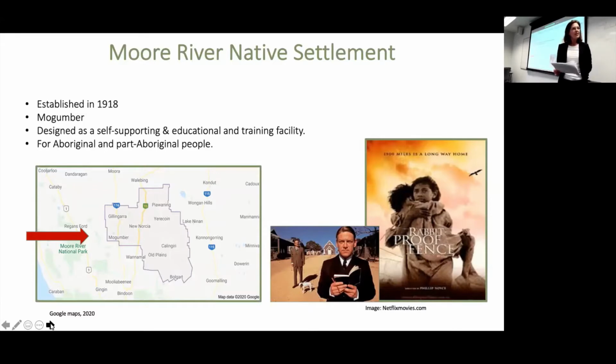Moore River Native Settlement was established in 1918 in the location of Mogumber, and it was designed as a self-supporting farm and educational training institution for Aboriginal people, particularly from the southwest. So if you could do the next one.